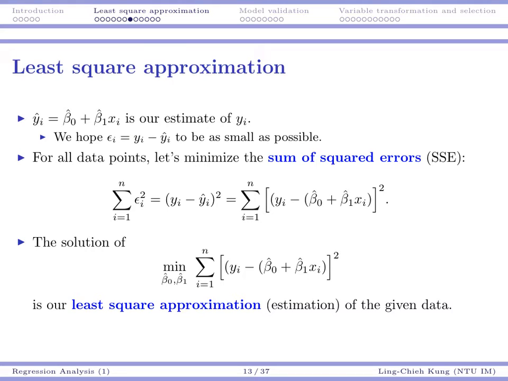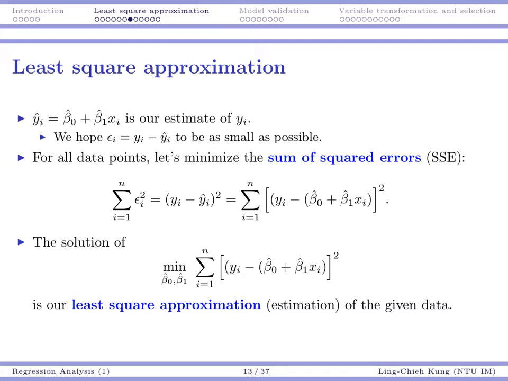We want to find a line or a linear equation so that if we plug in a given size, in that example, then we get a predicted price. And we want the prediction difference to be as small as possible. So given all the data points from 1 to n, we want to minimize some overall measurement of errors.